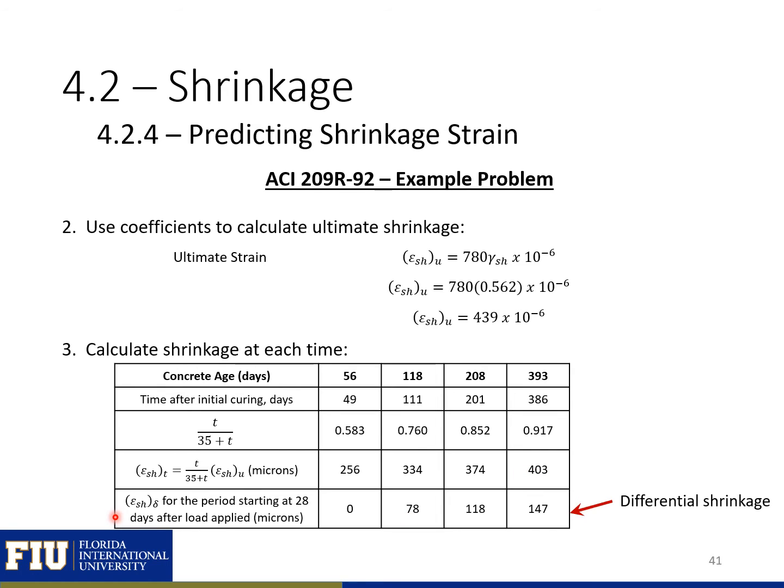The last thing that we can do is we can find the differential shrinkage strain from our time 28 days after casting, or concrete, or 28 days after our load application, or 56 days of our concrete age. And what we'll do here to find our differential shrinkage strain is take our strain at a certain age minus the shrinkage strain within the range that we're looking for. So essentially what we're saying is 78 microstrain shrinkage is going to happen between a concrete age of 56 and a concrete age of 118.